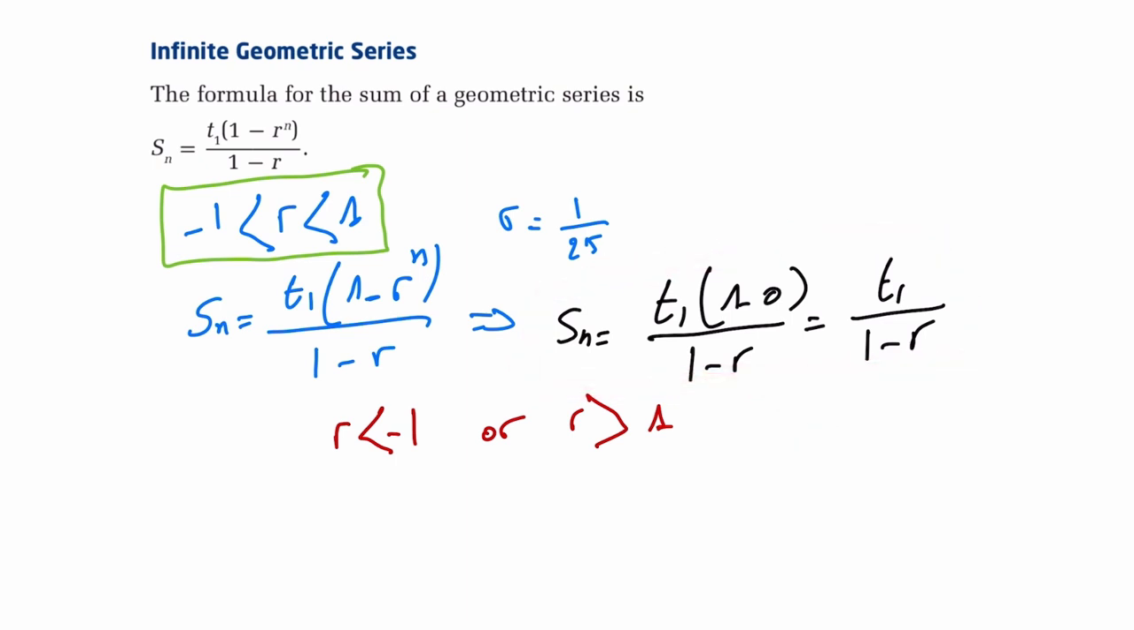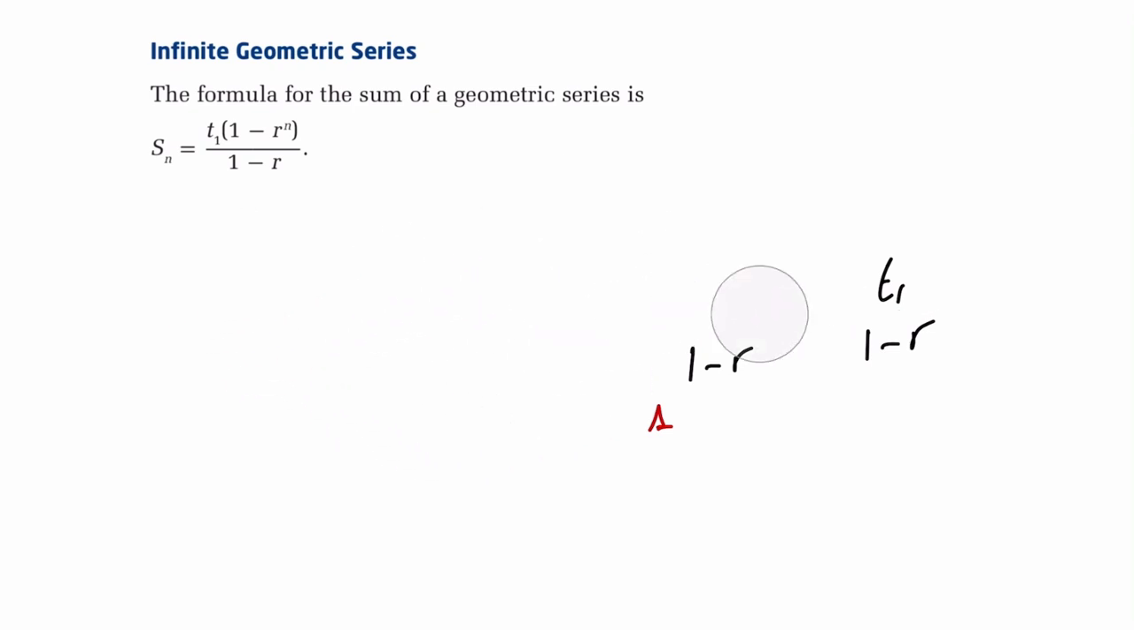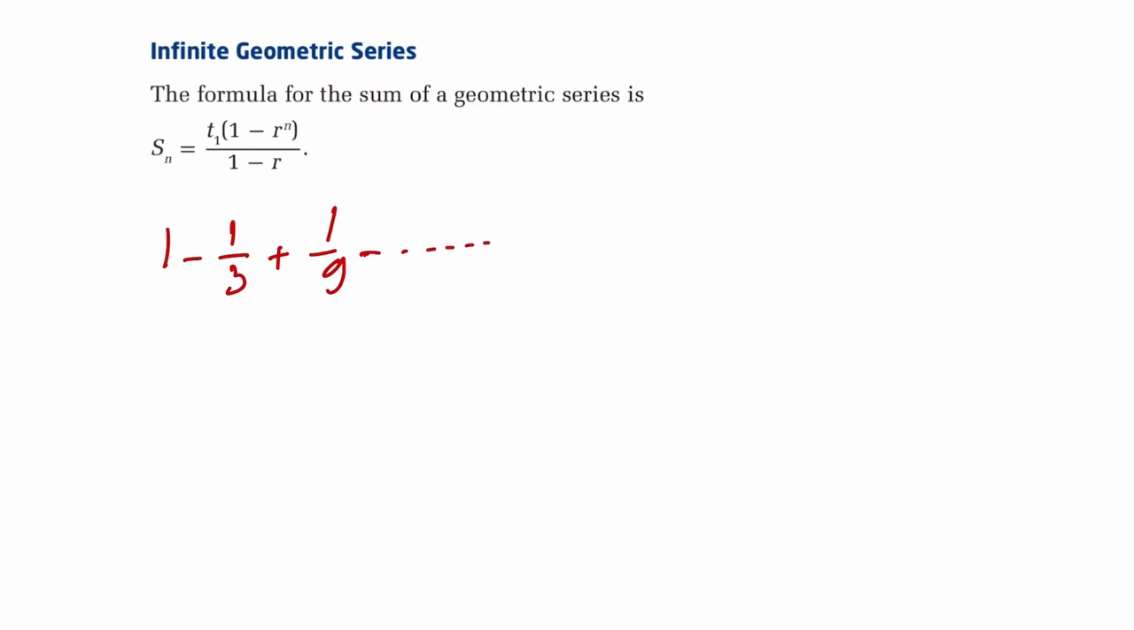So let us take one example. The question is asking us to decide whether the following series diverge or converge. We have this geometric series and we need to decide if it is a divergent or convergent series. This is the first one. The second one is 2 minus 4 plus 8, and so on. The first thing we will do is check how much my r is.